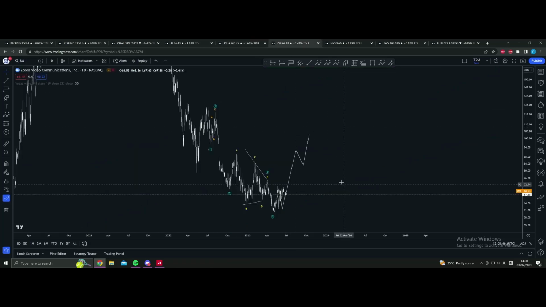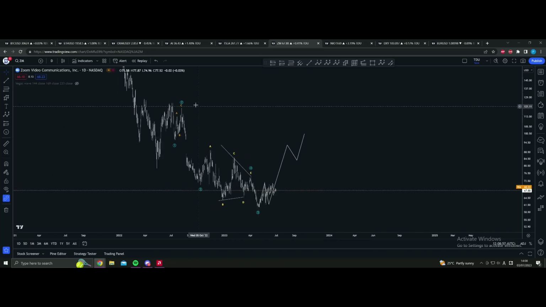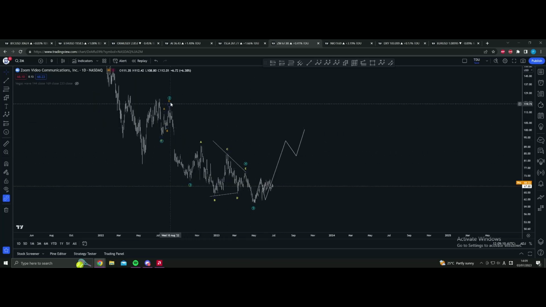Okay, when it comes to Zoom, I still think this is dead, and if this doesn't happen, I'm not touching it. I tried to put some sort of an ending diagonal here, but nothing worked for me. I didn't find any valid, let's say, ending diagonal here. This wave 4, when you compare it to wave 2, is massive. It's time consuming. That's the idea of wave 4.